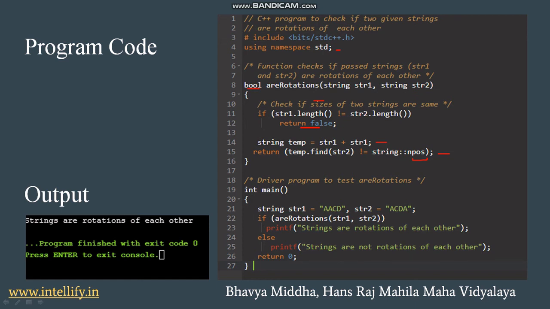Then is the driver program to check the areRotations function. In the main function, we consider the two strings AACD and ACDA. Dear students, these both strings are rotations of each other. Therefore, the output is printed as the strings are the rotations of each other. We use the return 0 statement. This is used as a success status to show that the program worked fine. It is included automatically by the compiler.